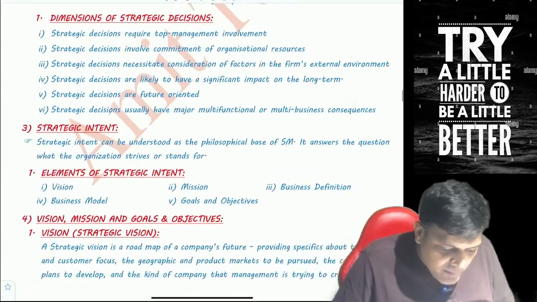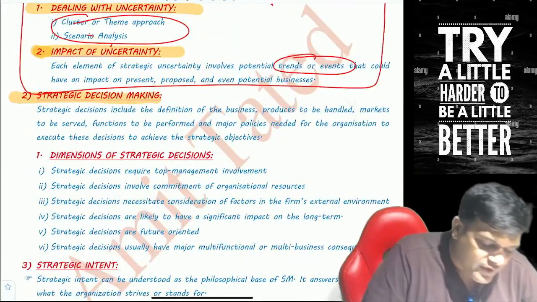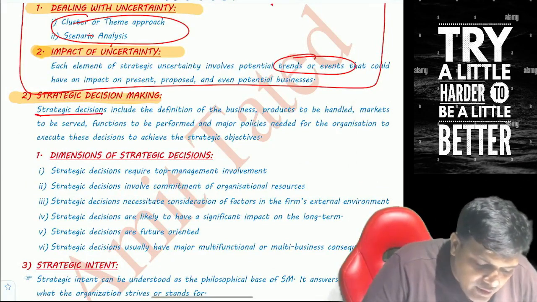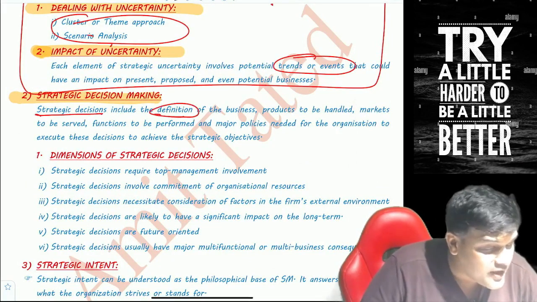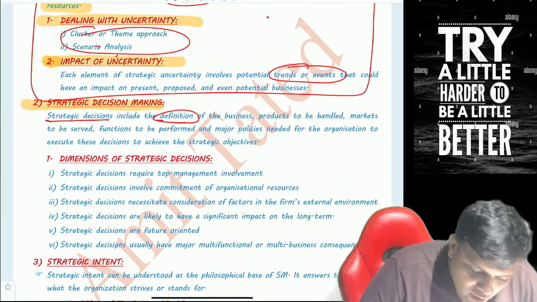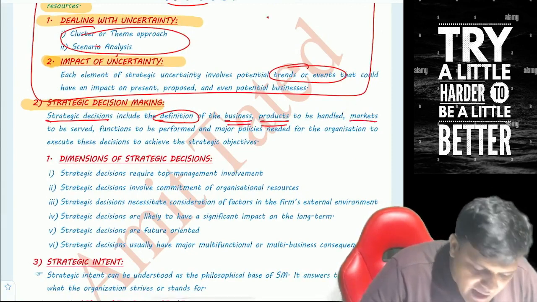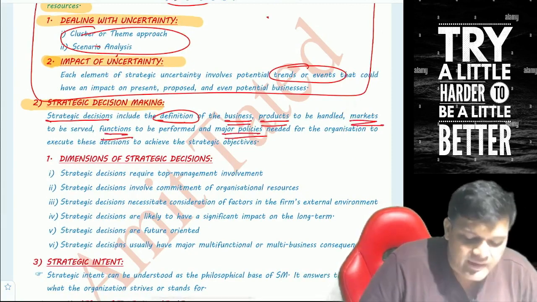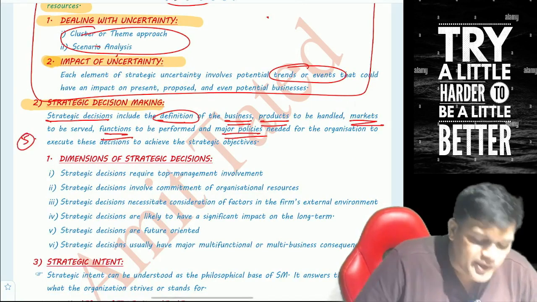So you remember that strategic decision making, what definition does it focus on? Strategic decisions include definition of what? Okay, 5 words. Make sure you remember these 5 words: business, products, markets, functions and policies. What are the 5 things out of this point? Okay, we need to select.